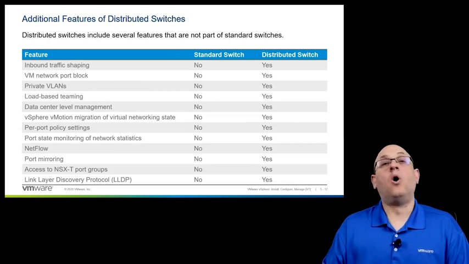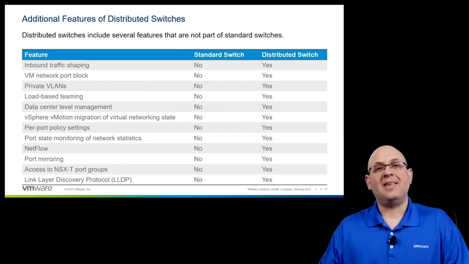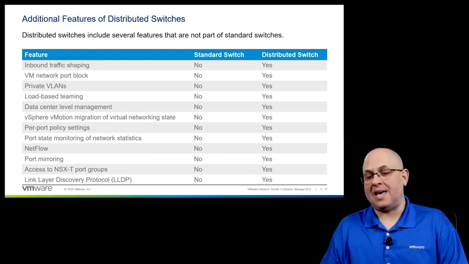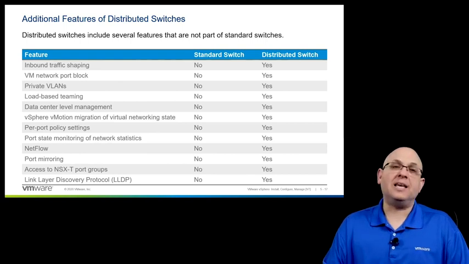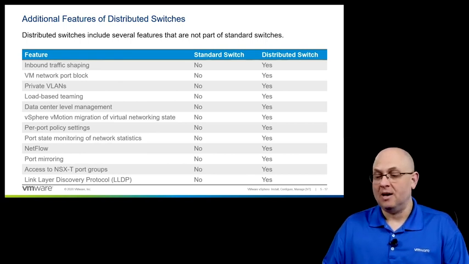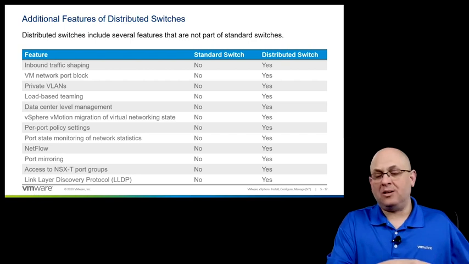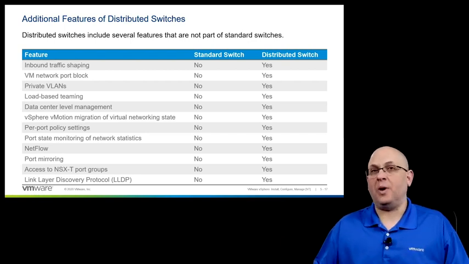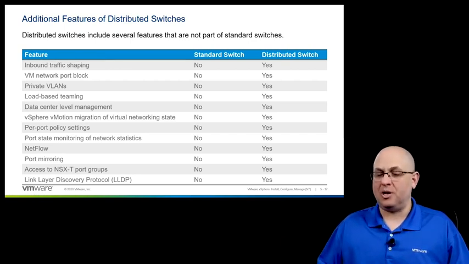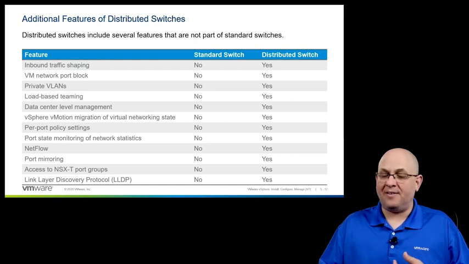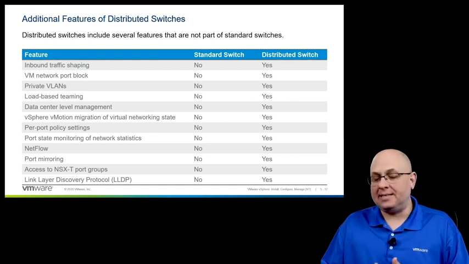Now, there are certainly a whole slew of features that are exclusive just to that distributed switch. And you can see a list of some of these here, including things like inbound traffic shaping, right? Where on the standard switch, we had outbound traffic shaping. On the distributed switch, we add to that inbound traffic shaping. We can do things like private VLANs and load-based NIC teaming.